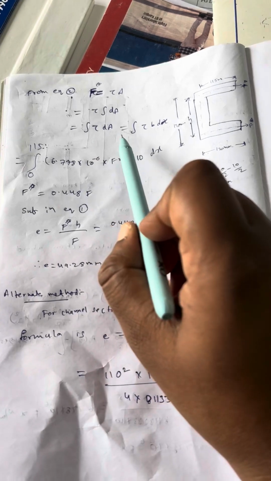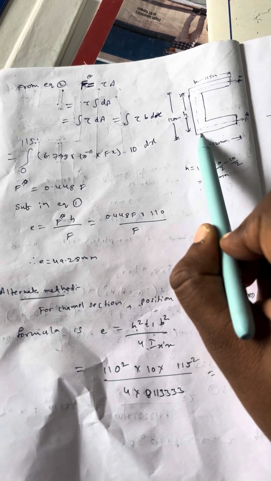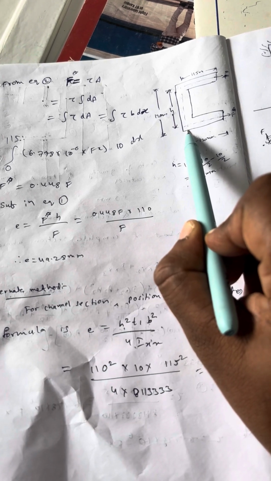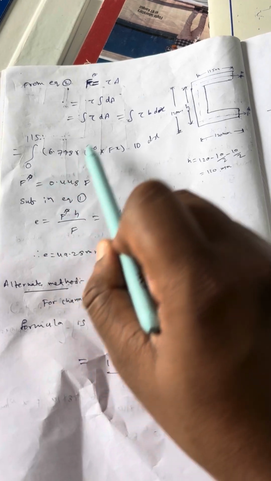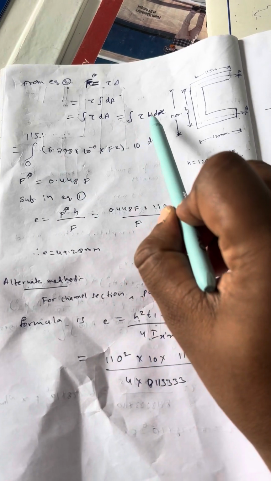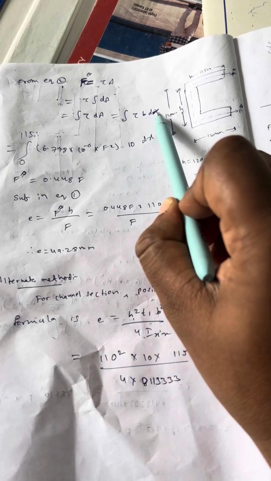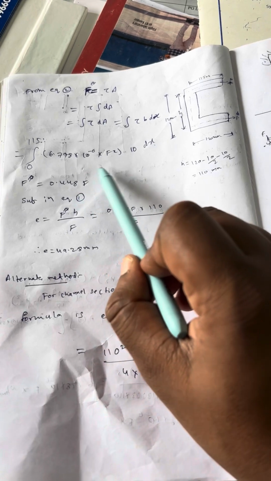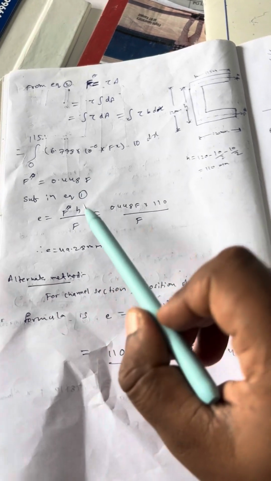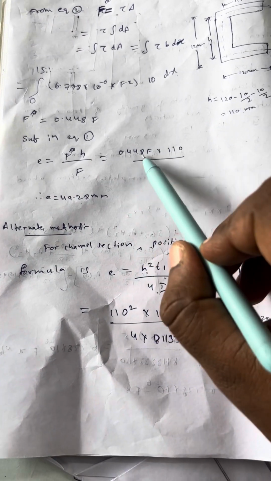Next, what are the limits of the flange? From here up to this one, so 120 minus 10 by 2, which is 115. So 0 to 115. Substitute the tau value: this is F into x, this is tau, and b is 10, dx as it is. If we do this integration, we will get this. Now substitute in equation 1. So we will get the e value as 49.28. After substituting, F gets cancelled.